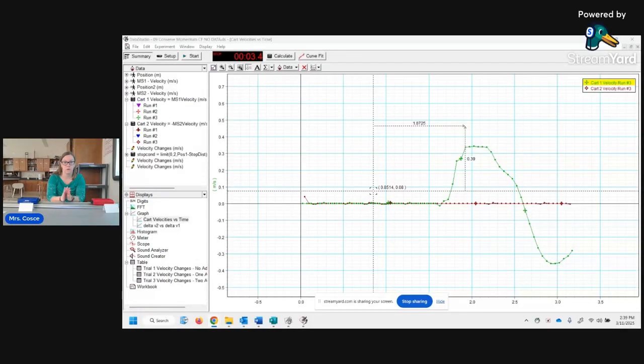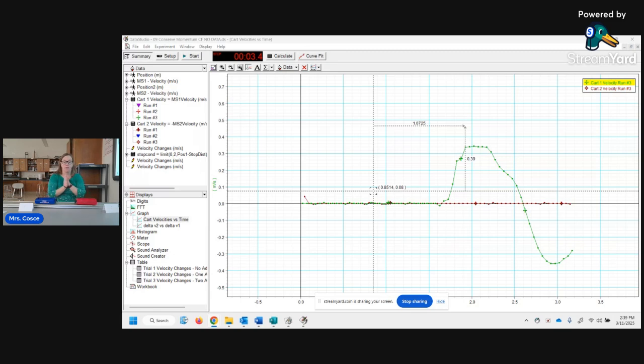All right, so this is the video for elastic collisions. So step one, you want to make sure that the magnetic sides are going towards each other. You do not want the Velcro sides. You want the magnetic sides, okay?